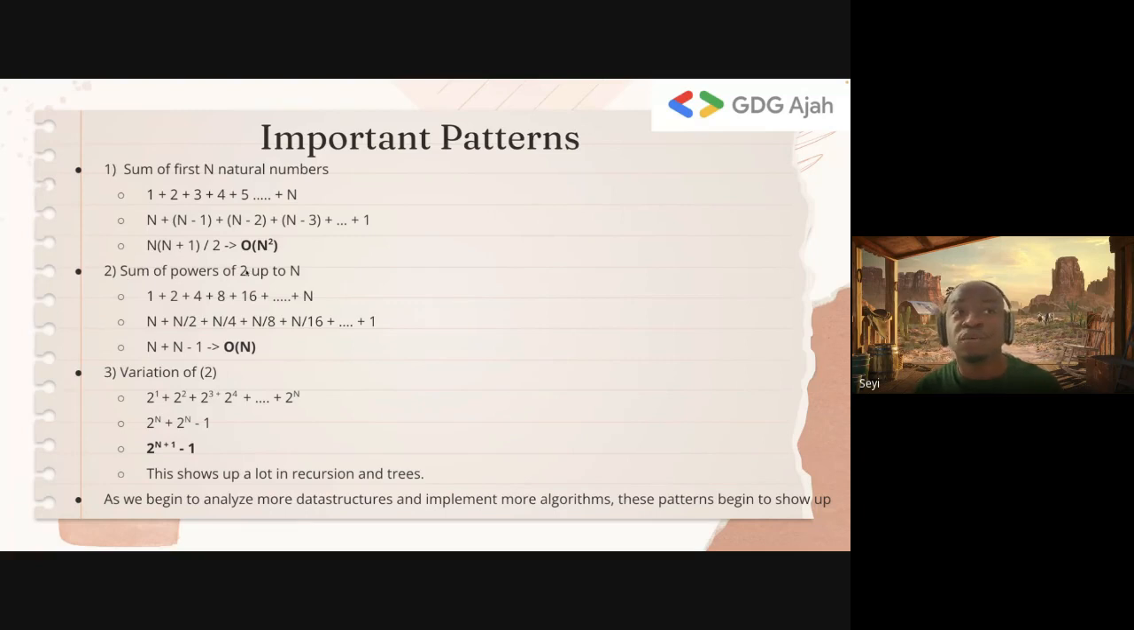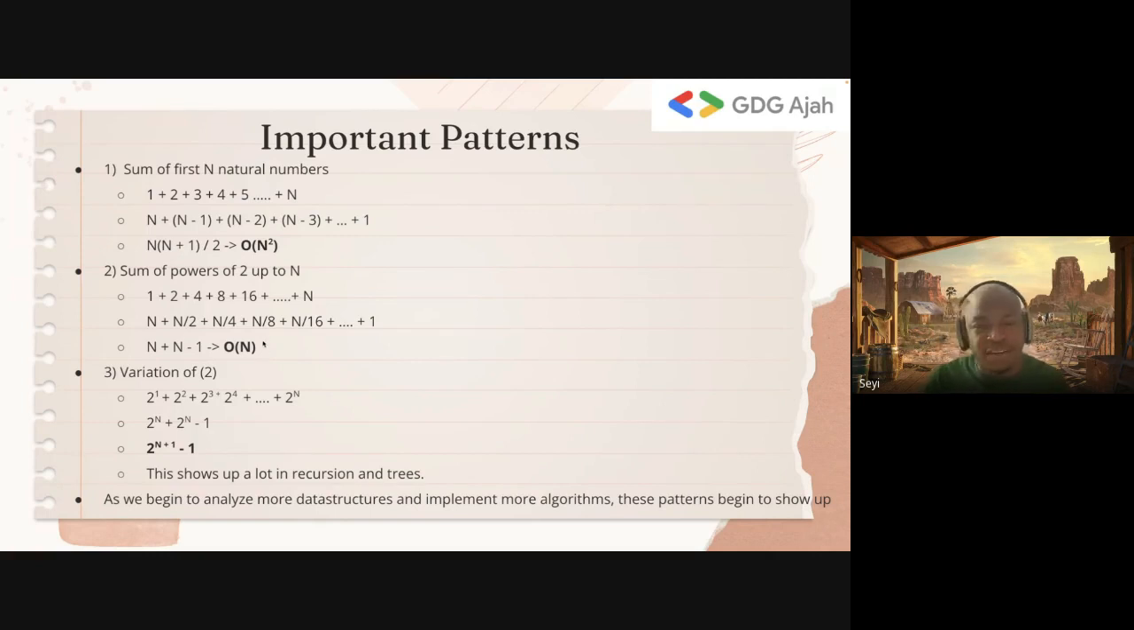Sum of powers of 2 up to n. That was the last example we did. It's just that we're doing it in reverse in that case. You could do it forward, going up to n, or you could do it in reverse: from n, adding n by its half, and that by its half, until you get to 1. And the key thing here is this is n plus n minus 1, which is O of n.